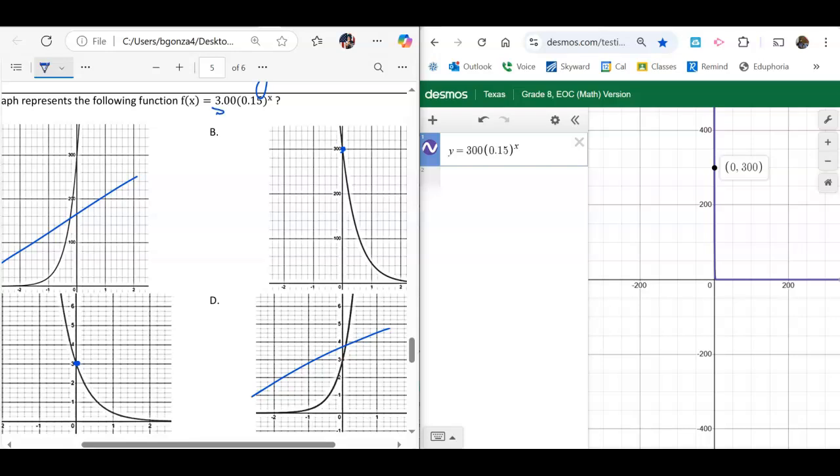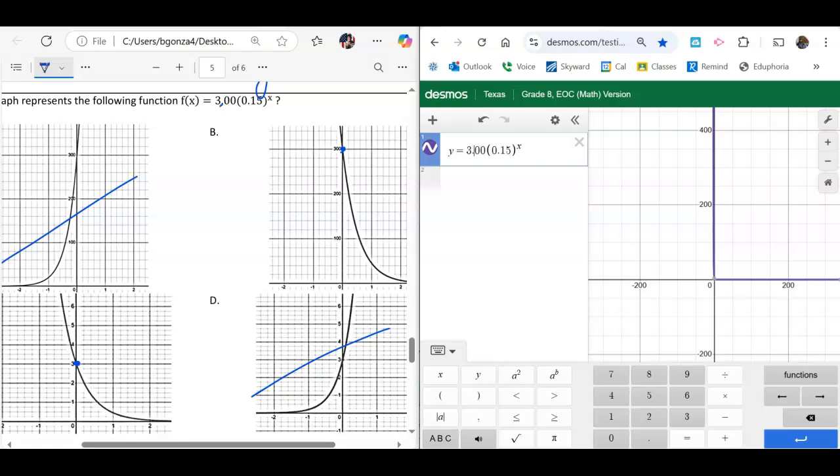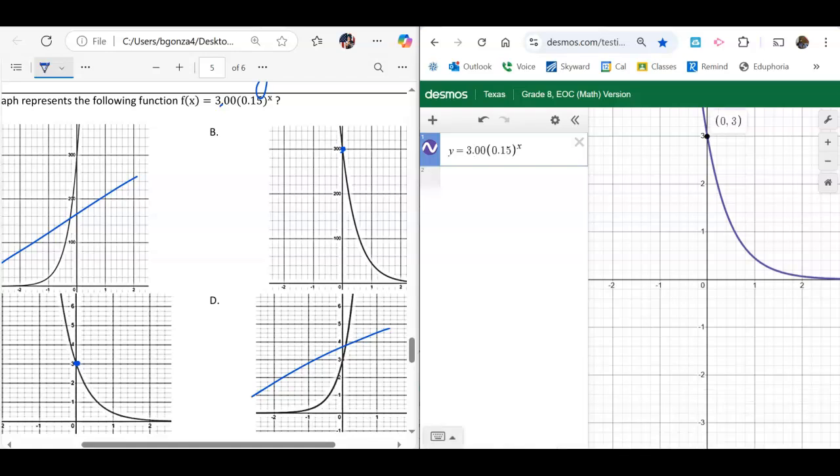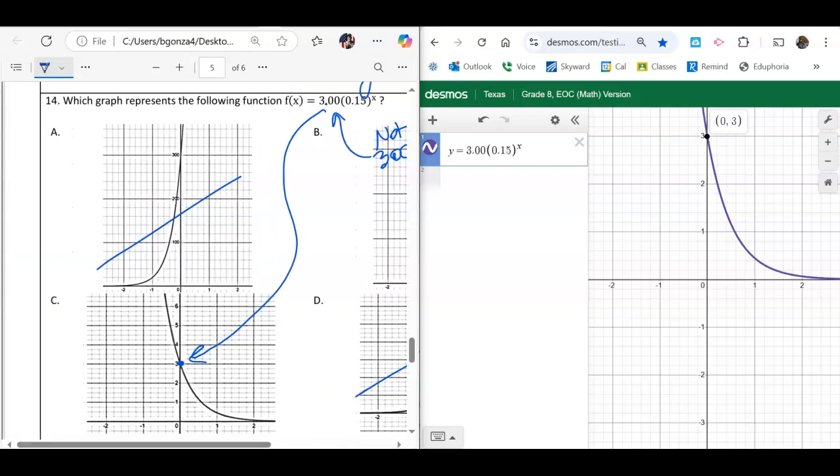Well, remember. Oh, wait. Hold the phone. Is that 300 or 3.00? 3.00. Okay. Is right there. So again, I don't know if that was an accident or not, but if you have 3.00, that's going to be at 3.00, which is just 3, right? It's not 300. Cool. So it's not going to be B, it is going to be C.